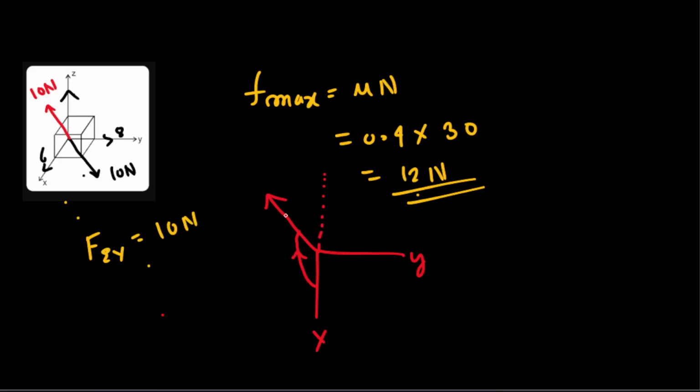I mean, this is 10 Newton, right? And this 10 Newton is the resultant of basically what? This is 6 and this is 8, because this 10 Newton friction is operating because of this 6 and 8 Newton getting applied in this way.